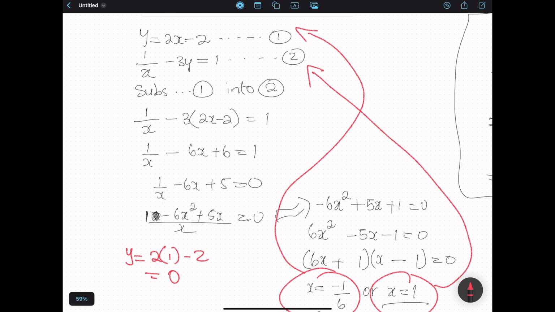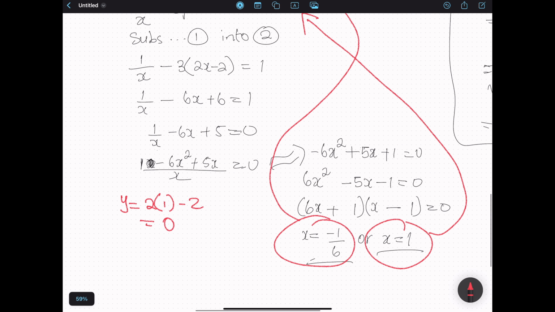Then we can do the last one, which is going to be y is equals to, let's put minus 1 over 6, 2 into minus 1 over 6 minus 2. This, when you simplify it, you're gonna get minus 7 over 3. Therefore y is equals to minus 7 over 3. So these are the answer. Then you have that, you have that.